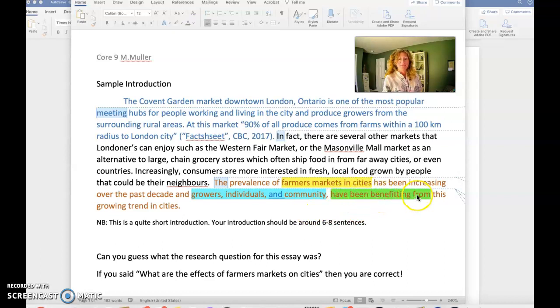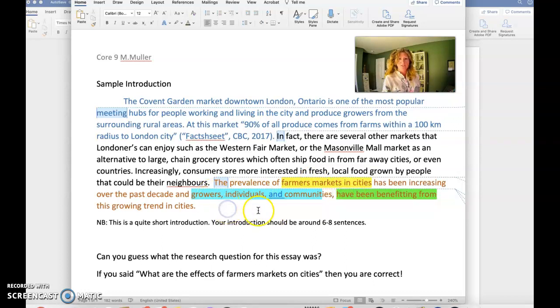Have been benefiting from, this is the cause-effect language. So here is my focus, all right? It's basically about the benefits or the effects of farmers markets in cities, all right? So what are those benefits or effects? Well, right here I have my 3 predictors: growers, individuals, and communities, all right? You know what, why don't I just fix that right now, because that's really bothering me. Okay, so topic, focus, predictors.